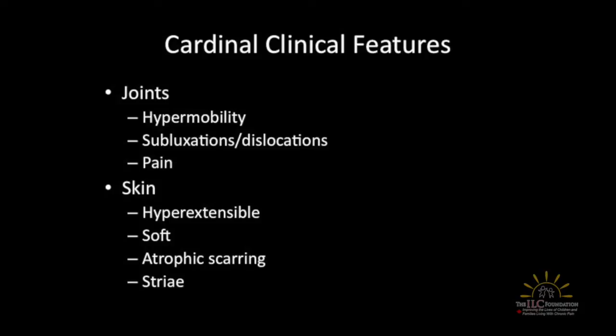So the cardinal clinical features of Ehlers-Danlos syndrome include joint hypermobility, joint subluxations and dislocations, and joint pain. And the skin is hyperextensible, soft, with atrophic scarring and striae.